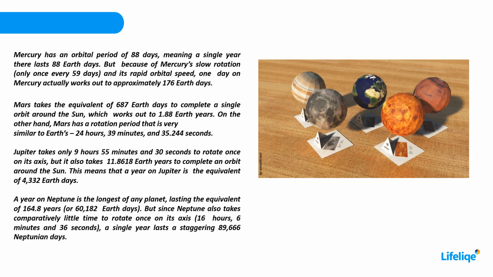A year on Neptune is the longest of any planet, lasting the equivalent of 164.8 years or 60,182 Earth days. But since Neptune also takes comparatively little time to rotate once on its axis, 16 hours, 6 minutes, and 36 seconds, a single year lasts a staggering 89,666 Neptunian days.